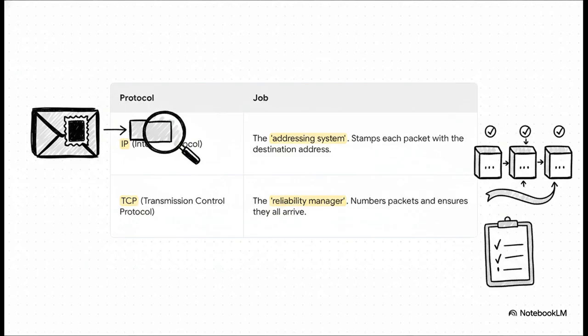The IP part, Internet Protocol, is the addressing system. Its only job is to stamp the destination IP address on every single packet. It's like writing the address on an envelope. Then you have TCP, Transmission Control Protocol. TCP is the reliability manager. It numbers every single packet, 1, 2, 3, 4, so they can be put back in the right order at the end. It also checks to make sure they all arrived safely. If one is missing, TCP asks for it to be sent again.